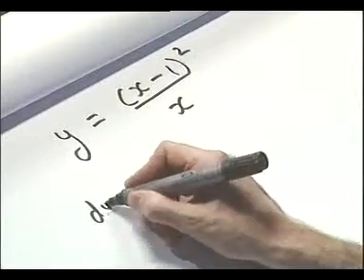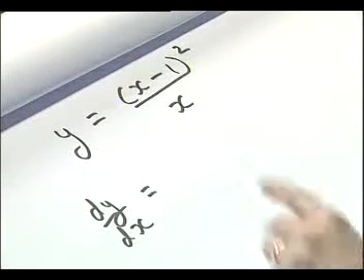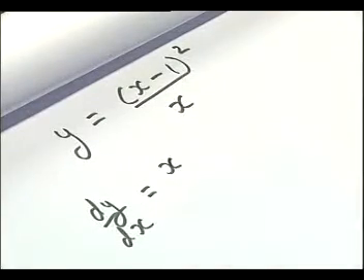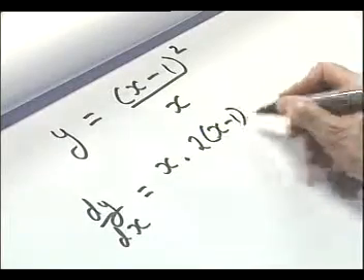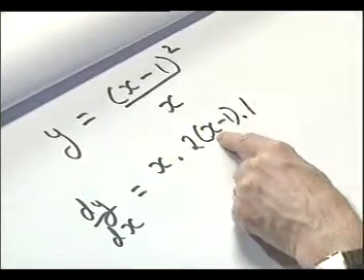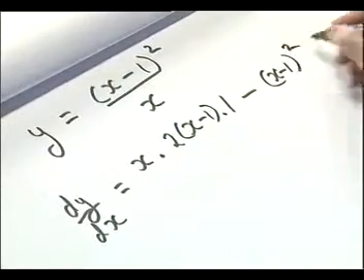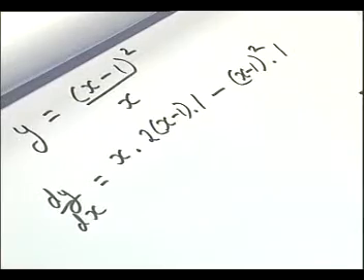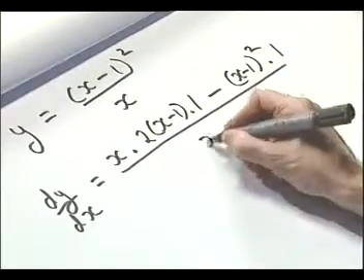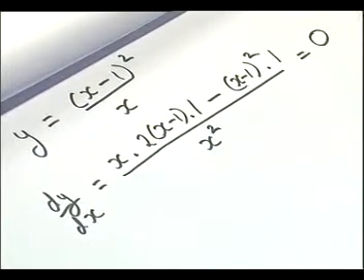Well, it's a u over a v. It's a quotient. So we need to be able to differentiate as though it were a quotient. So let's remember how we do that. We take the bottom, v, that's x, and we multiply x by the derivative of u, what's on top. So that's 2 times x minus 1 times the derivative of what's inside, a 1. And then minus, and we take u, x minus 1 all squared, and we multiply it by the derivative of v, what's on the bottom. And that's the derivative of x, so that's just 1, and then it's all over x squared.